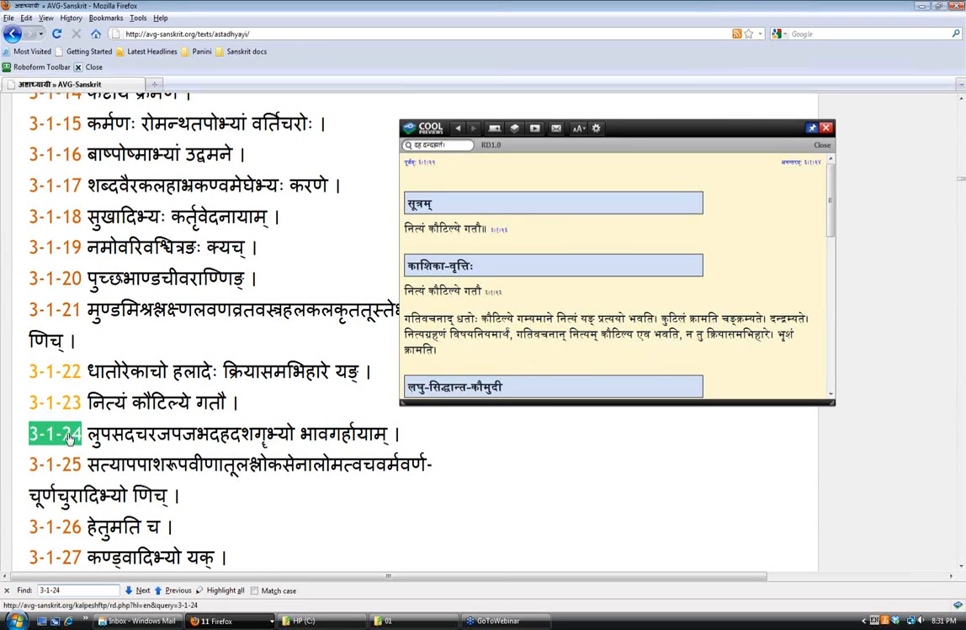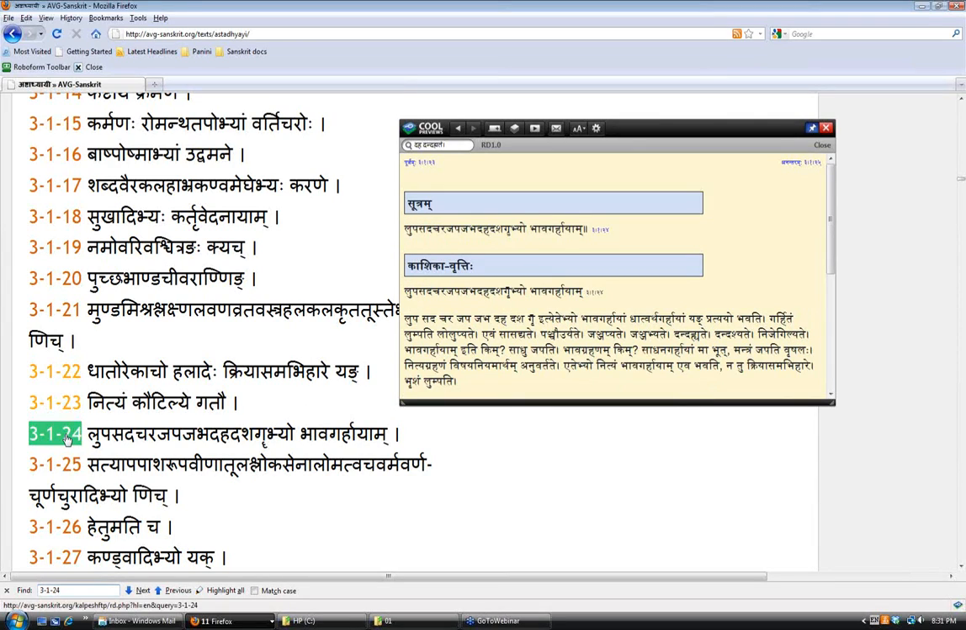The next sutram says lupa sada chara japa jabha daha dasha iti bhava garhayam. Garhitam lumpati, in a disgusting manner. Garhitam lumpati lo lupyate, sasadyate, so dandayate. So these come in these meanings also. Okay, so this is the special one which I did not know. This has a dhatu da in it. So with the special dhatu comes the special meaning, bhava garhayam.